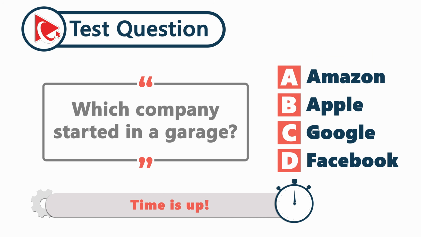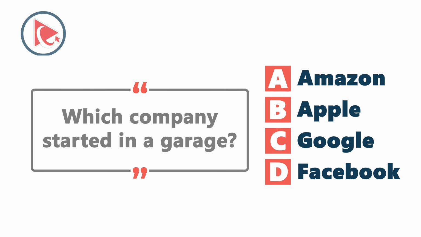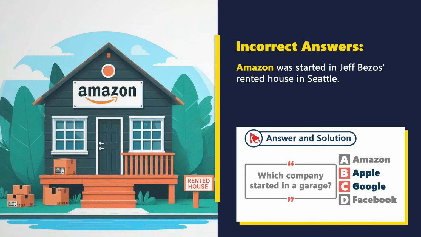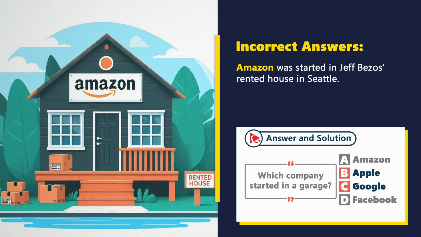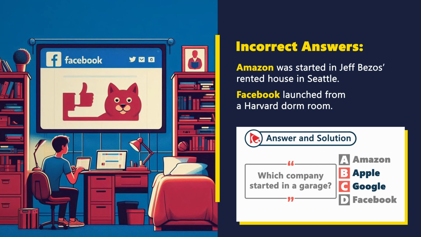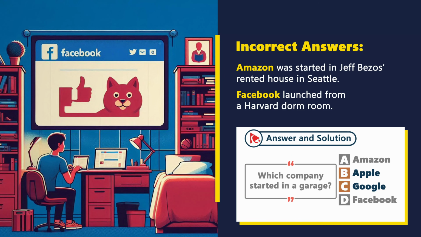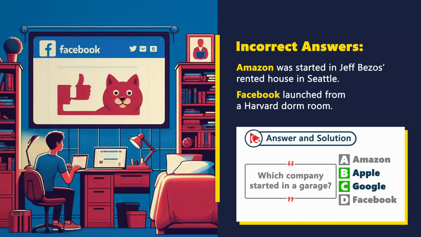Time's up. Do you have your answer ready? I hope you did not select answers A or D. Amazon was started in Jeff Bezos's rented house in Seattle, and Facebook was launched from a Harvard dorm room. But if you have selected Apple or Google, you are right. In fact, there are two correct answers to this question.